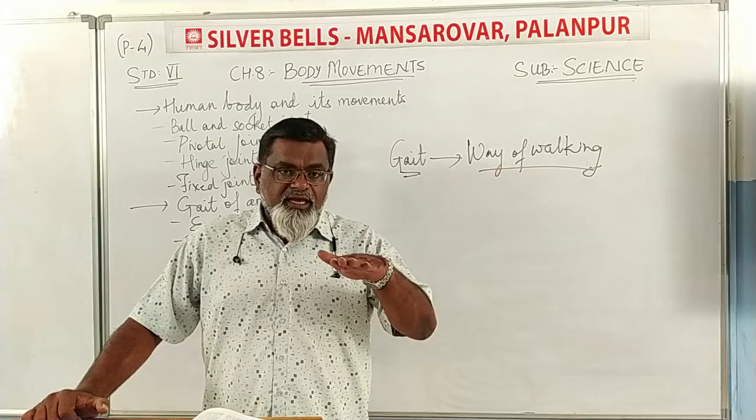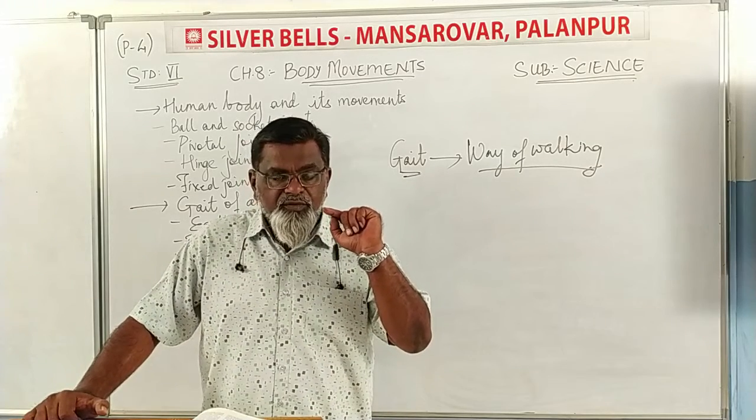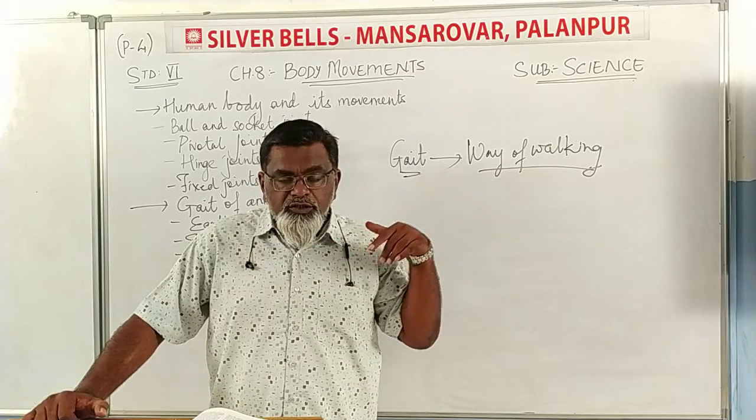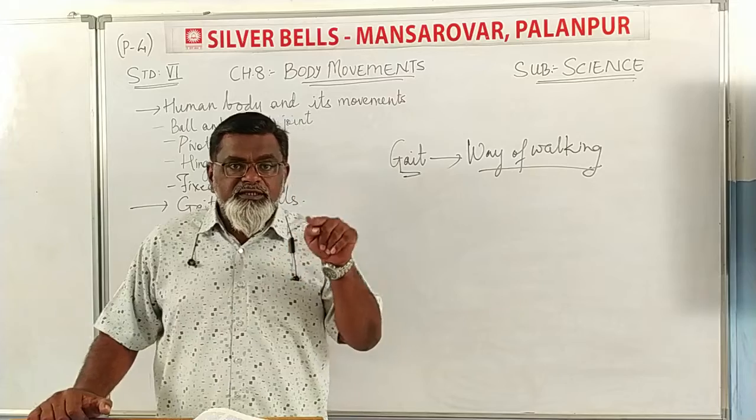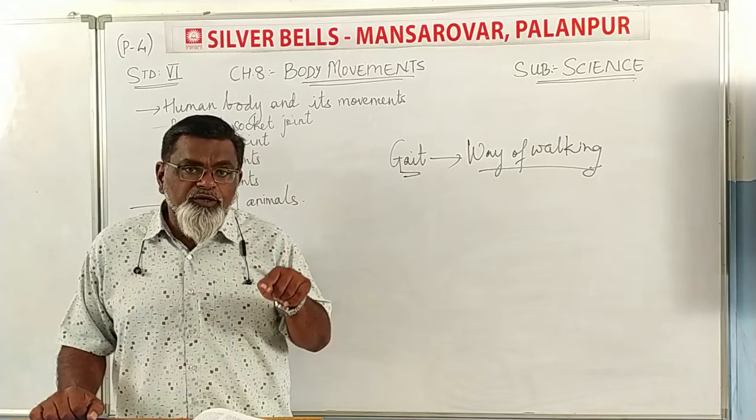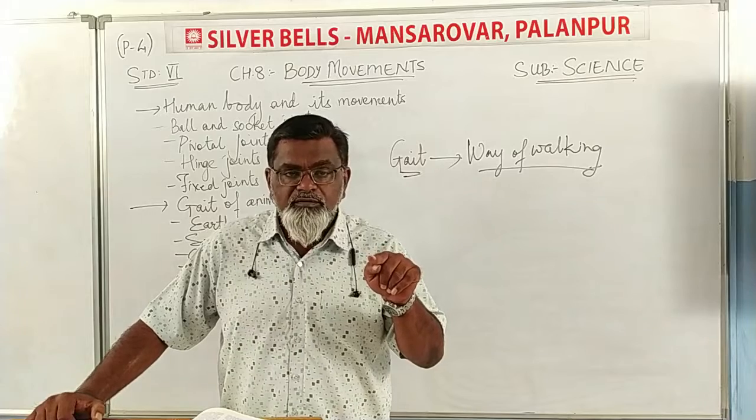Now, we are looking at the earthworm. The earthworm always moves very slowly and steadily. Why? Because it doesn't have legs, it has rings, it has muscles, it doesn't have bones. So the movement of an earthworm is with the help of its rings and muscles.